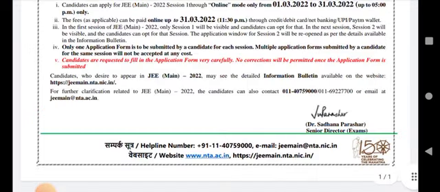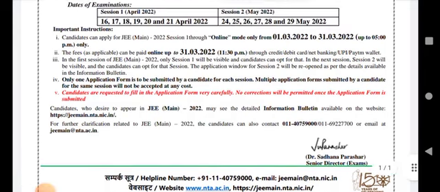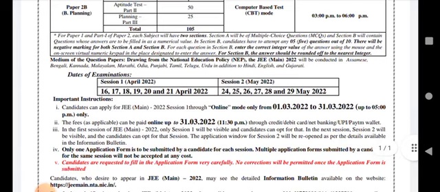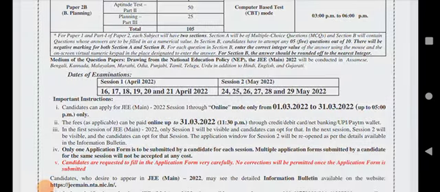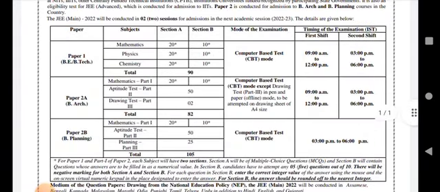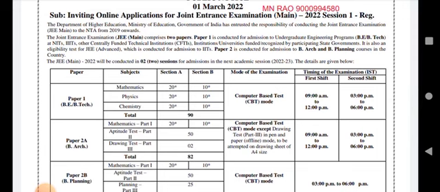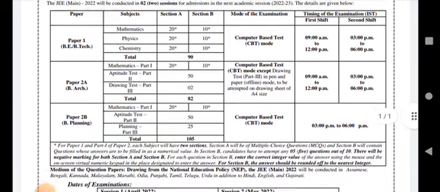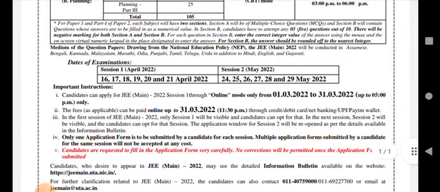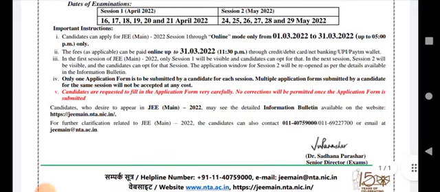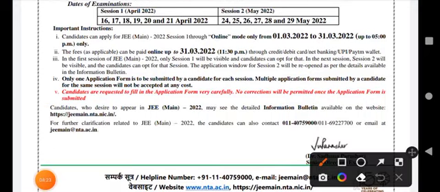So, as I said, the last date is 31st March. Start applying, and see that there are Paper 1 and Paper 2 with different questions. We will see the full details again in the next video. The complete details are available at jeemain.nta.nic.in. Thank you.